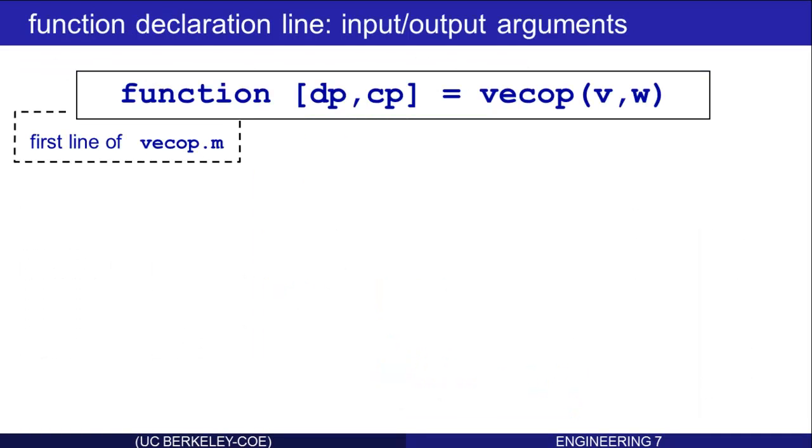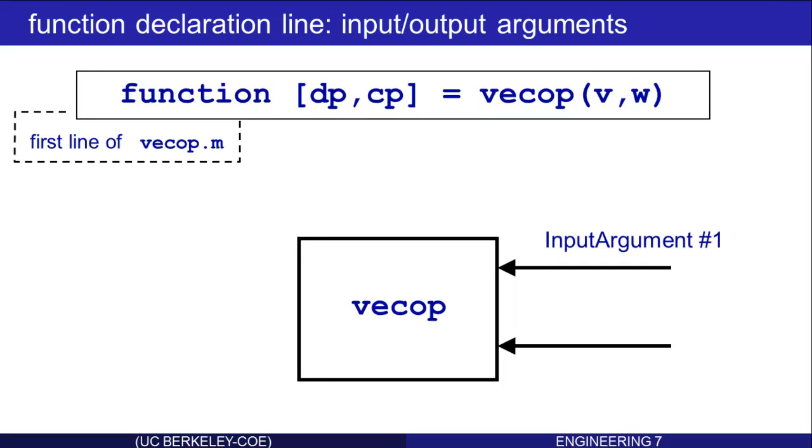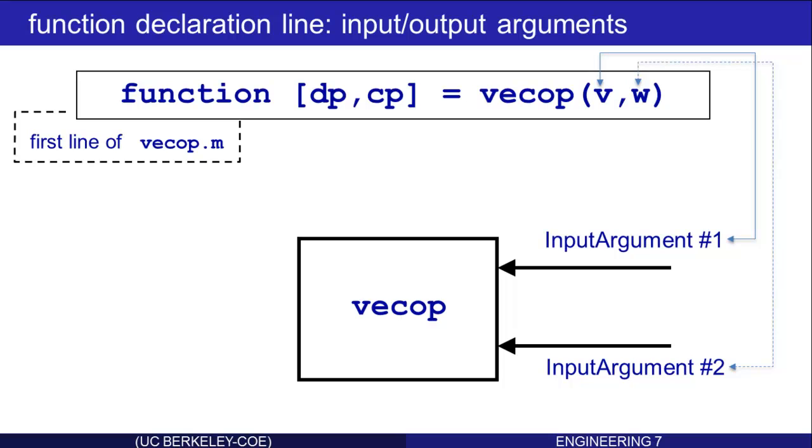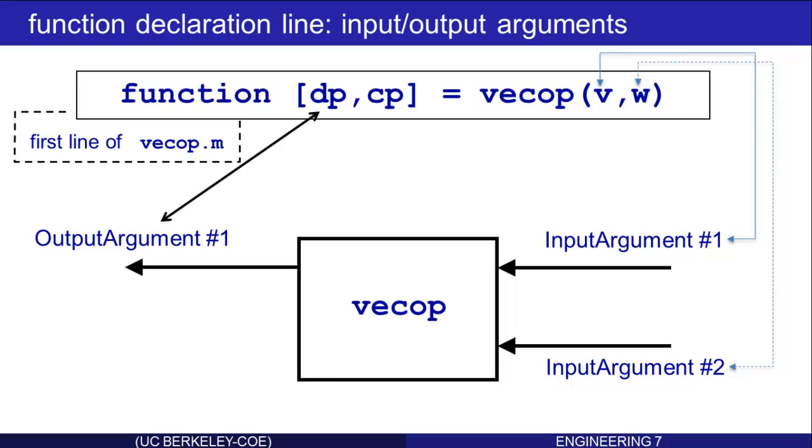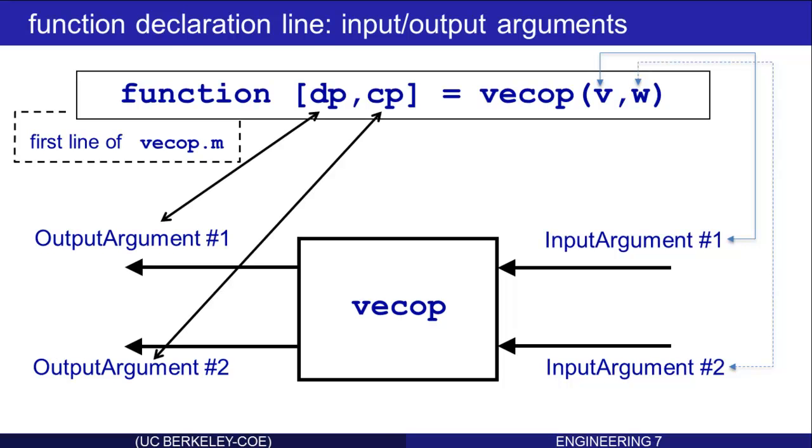Let's take a pictorial view of vecop. Here's a block diagram showing that vecop accepts 2 input arguments and then, like a machine, produces 2 output arguments. The arrows indicate the cause and effect that the output argument values depend on the input argument values. That's why they're referred to as inputs and outputs.